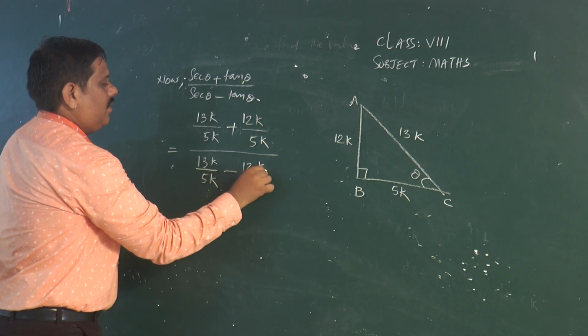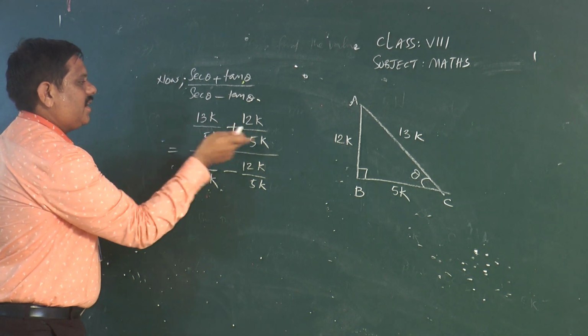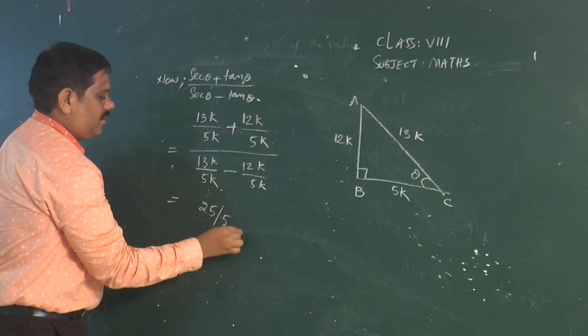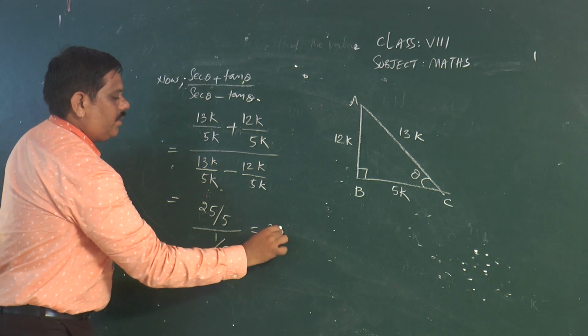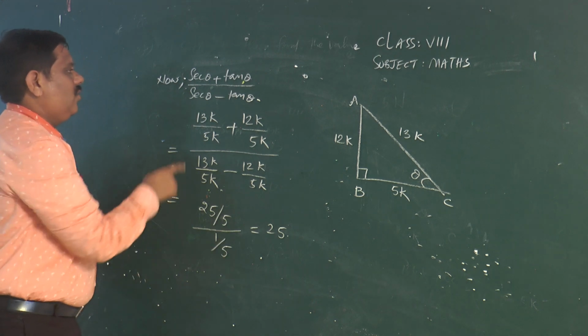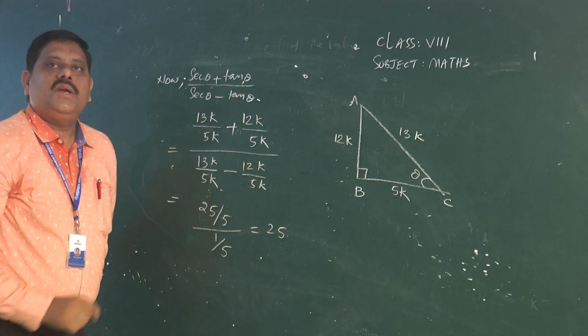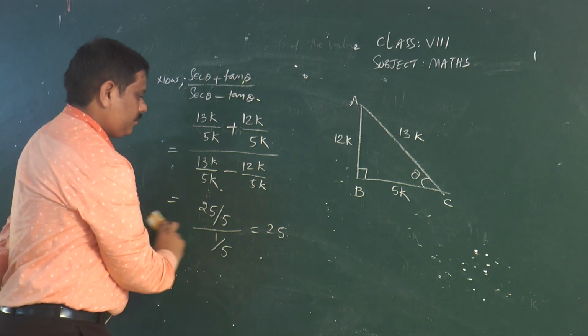minus 12k by 5k. If you simplify further, these are like fractions, k cancels through, 13 plus 12, that is 25 by 5, divided by 1 by 5, so that is going to be 25. So the value of (secant theta plus tan theta) by (secant theta minus tan theta) is going to be 25. Okay, let us move to the next problem.